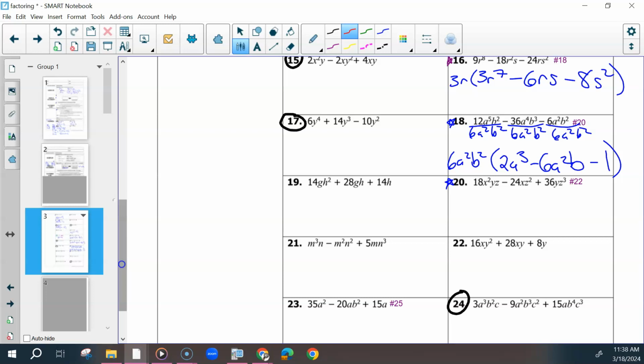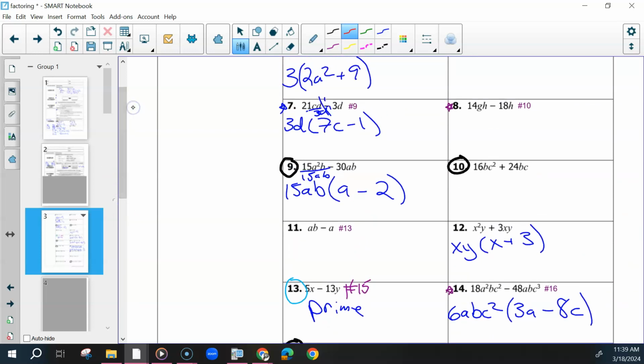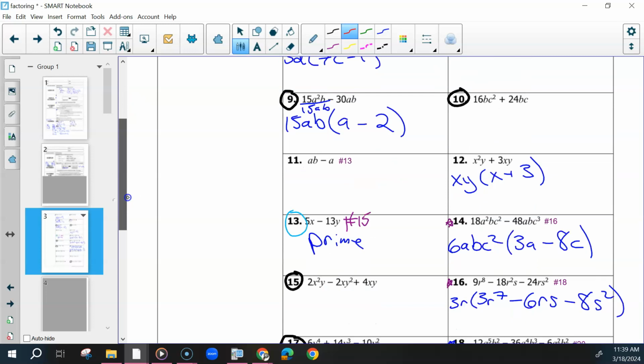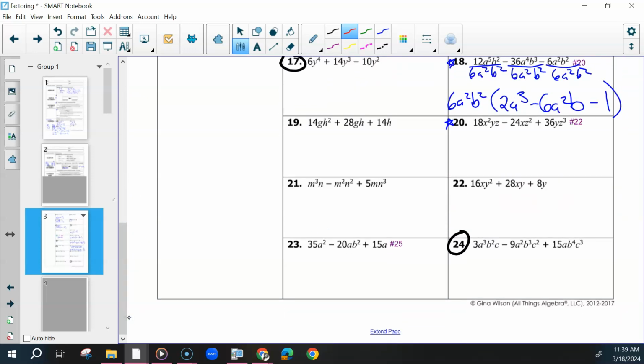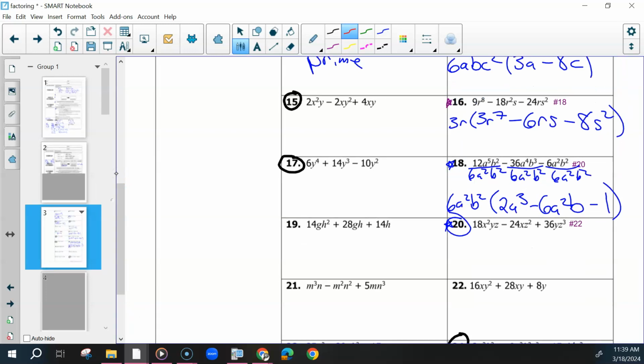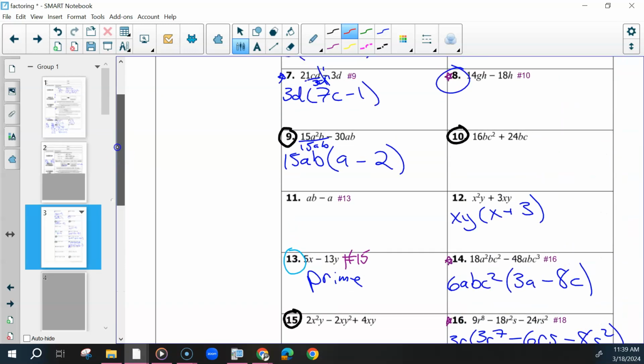Do you have any questions so far? Are there any of the remaining ones, 19 through 24, that you want to go over or have questions about? Which one? 8. On this page. Okay, we'll go back to that one. Any from here? Okay, 8 and then 20, and then we're going to change gears.